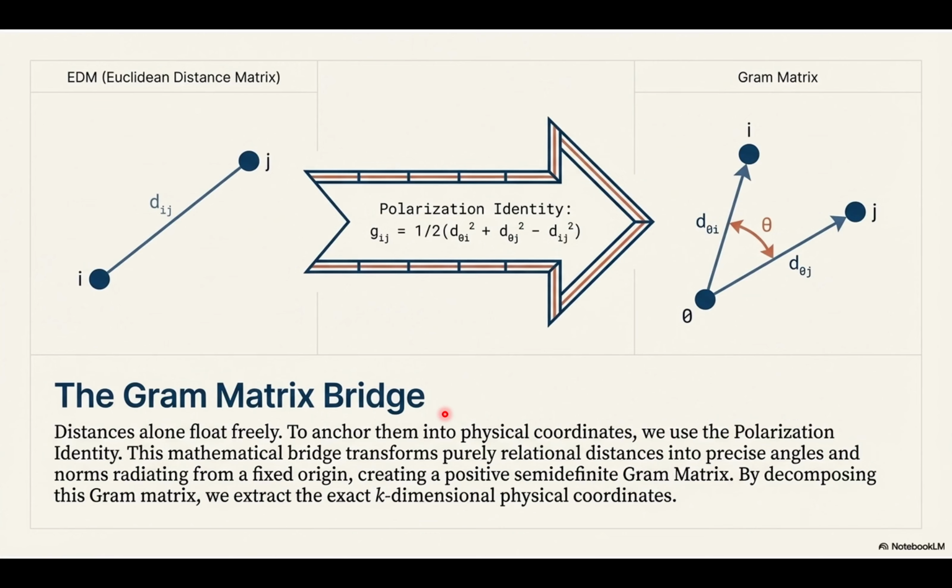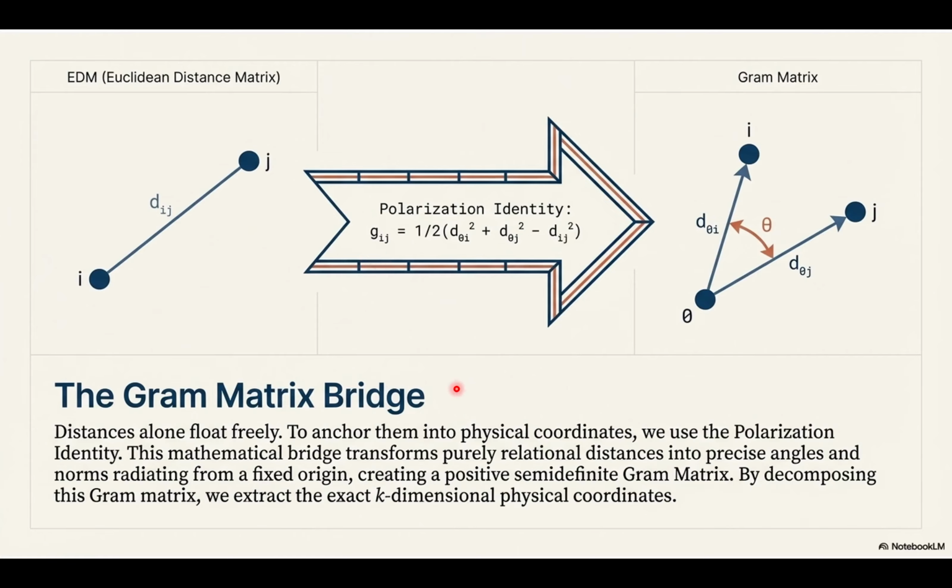The Gram matrix bridge is built using an equation known as the polarization identity. Okay. It looks roughly like this: G_ij equals 1/2 times the quantity d_0i squared plus d_0j squared minus d_ij squared. Hold on, that sounds like a massive alphabet soup of variables. What is the actual mechanism there? Like, what is the math doing?